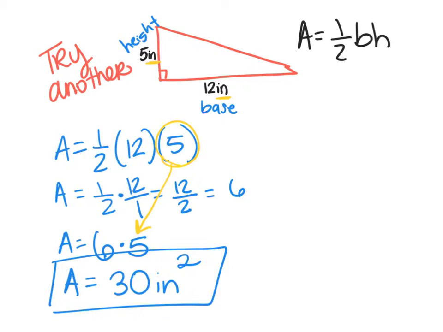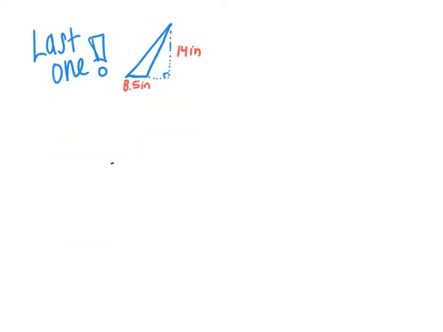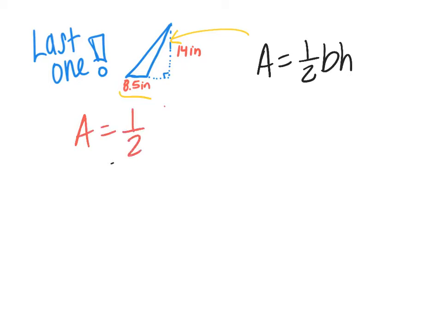Let's try one more that deals with decimals this time. Our last problem for today looks like this. It is a very skinny triangle, but you can see that the dashed lines here are showing us that the height is 14. My base is very tiny down here, but I can see that it is 8.5. And again, my formula to follow along there, area equals 1/2 base times height.